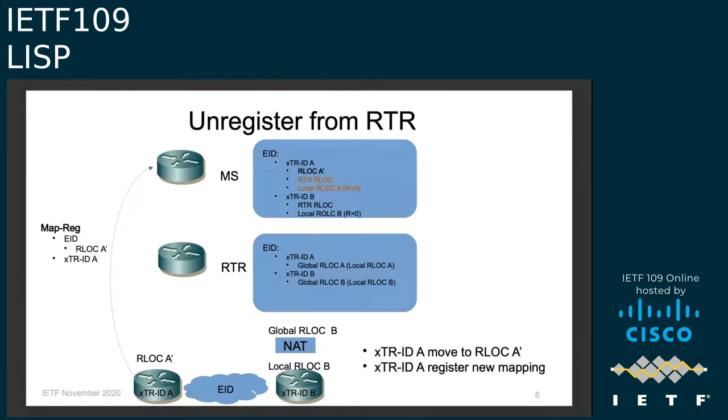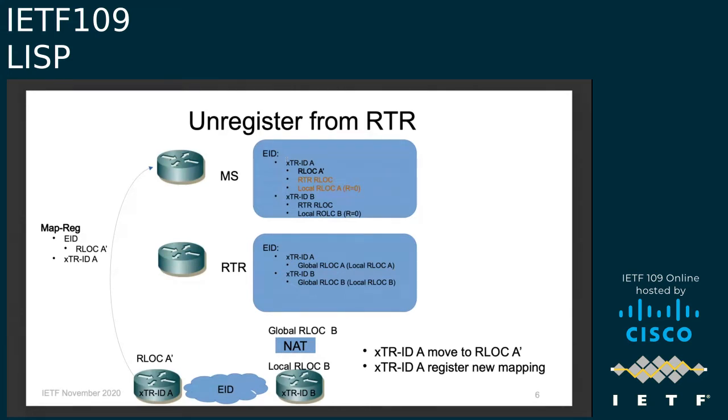The XTR changed its RLOC, and now it is using a public address, A'. Once it has detected that it's not behind NAT, it registers the new mapping directly to the map server. So now the mapping for the EID is the one shown in the top right, where the orange locators are the ones to be removed.